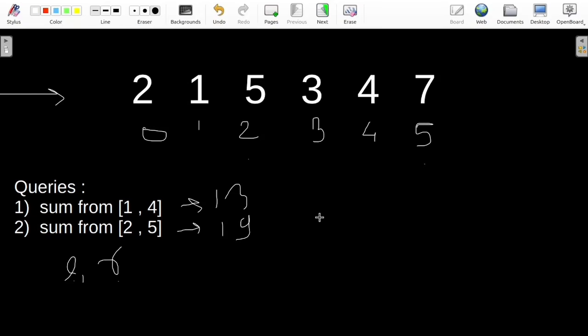Now, the problem with this approach is, let's say the size of array is n, and if I give you q queries, then in worst case, your time complexity for each query will be O(n), and your overall time complexity will be O(q times n). Because for each query, in worst case, you iterate over the n elements, and for q queries, it will be q times n.